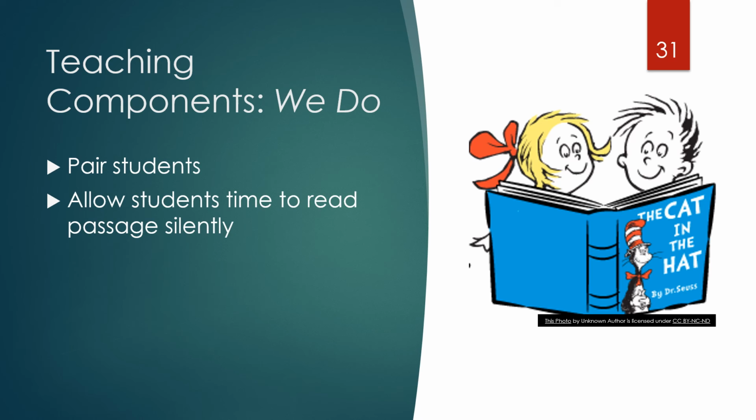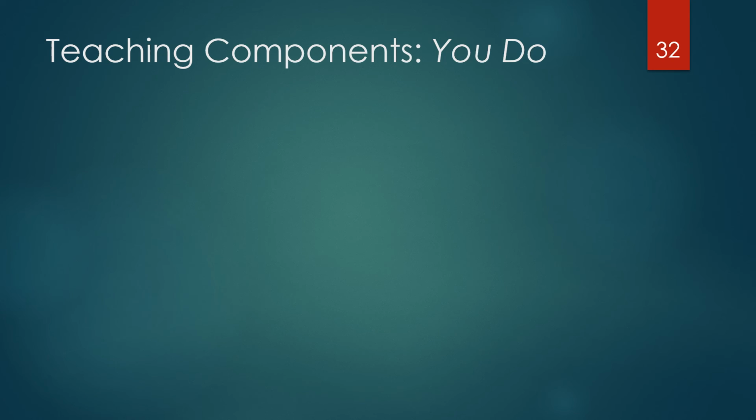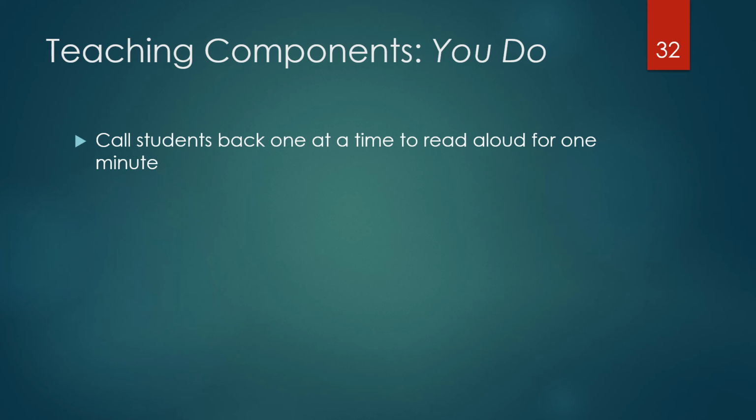Provide the passage for students to read silently for a few minutes before reading out loud. Once both students have completed reading silently, they can take turns reading to each other for 1 minute at a time. While students are working independently, call each student back one by one to read aloud to you for 1 minute. Be sure that each student has had the opportunity to read out loud at least once to their partner before they read to you.